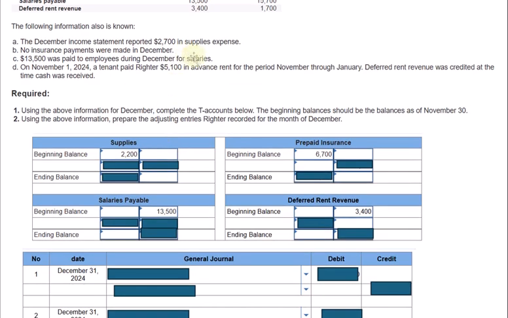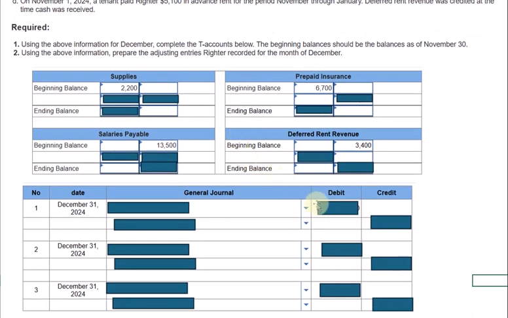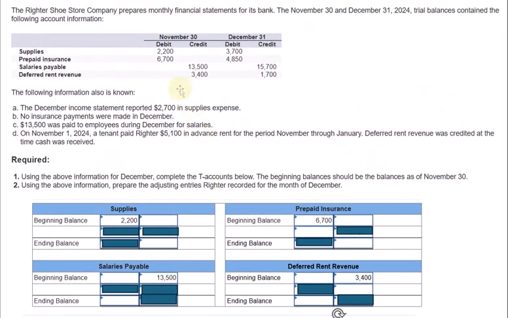The income statement reported $2,700 in supplies expense. Let's see if this one was our $2,700 supplies expense. Now, we started off with $2,200 of supplies, but we had $2,700 in supplies expense, but we ended with $3,700. Okay. Oh, by the way, let's go ahead and drop in those ending balances since they gave us that information, and that will help us work through the transaction. So the ending supplies was $3,700.